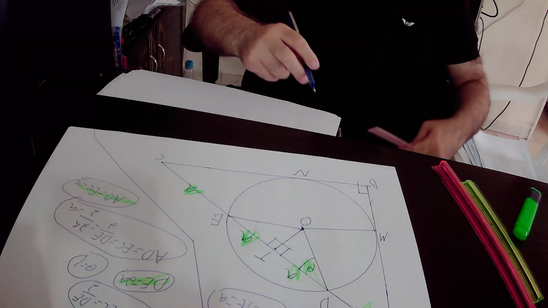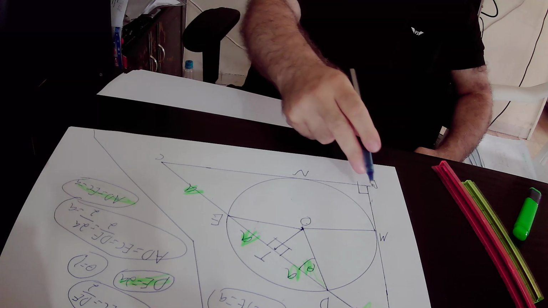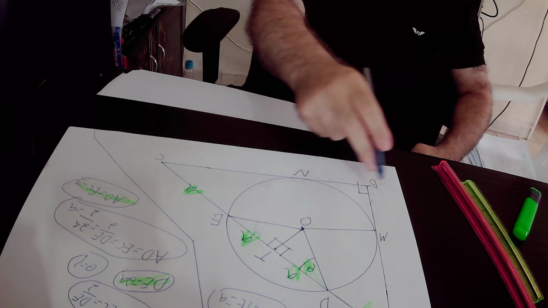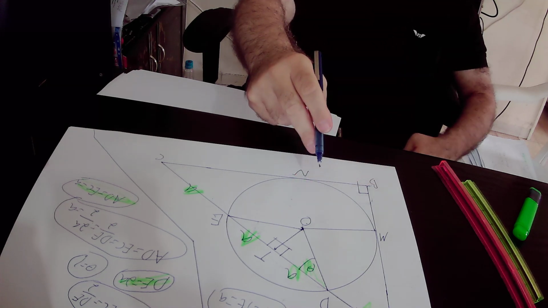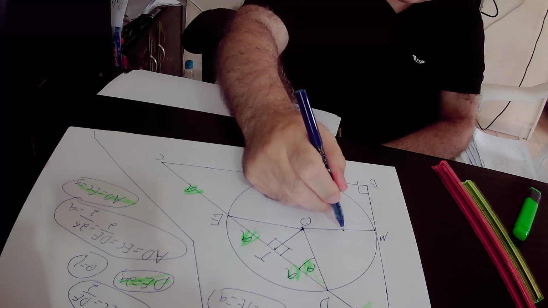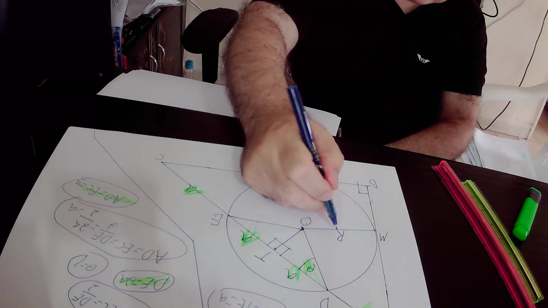Point O is the center of the circle. Point M is the point of the circle itself, therefore OM is the radius of the circle that we will define as R, or OM equals R.